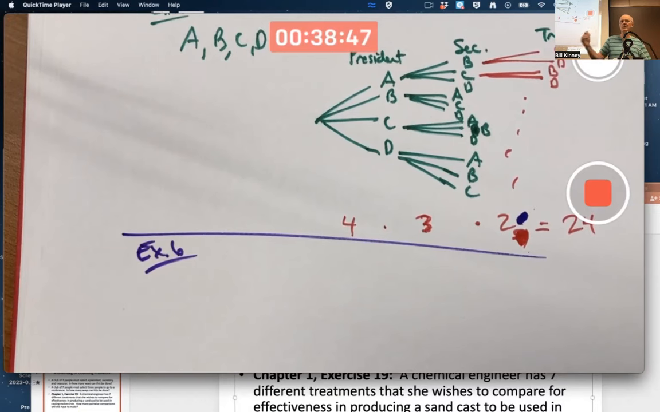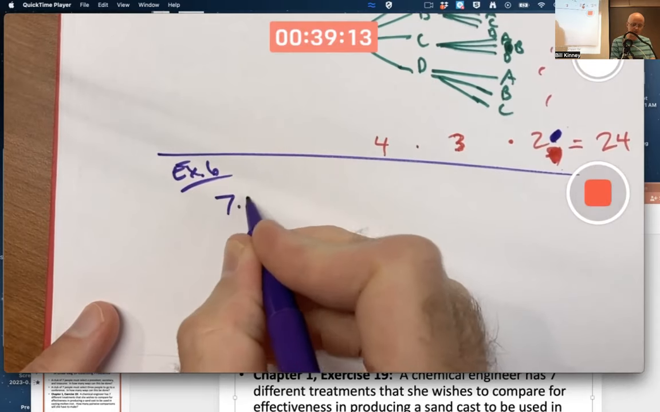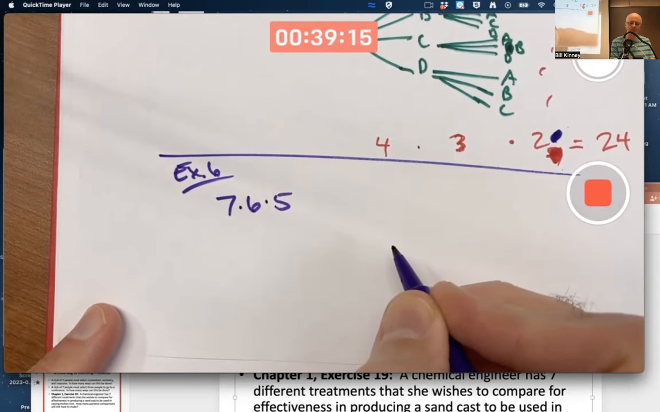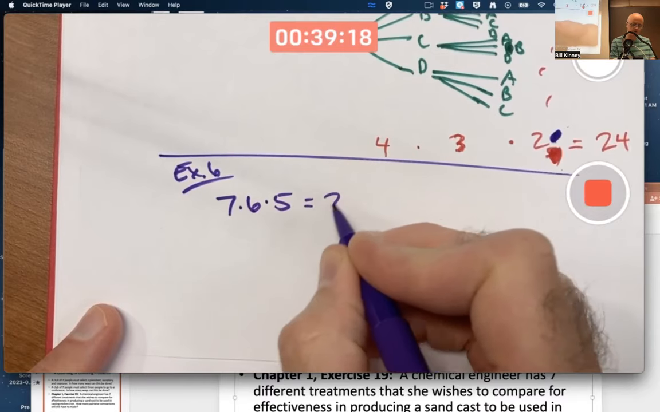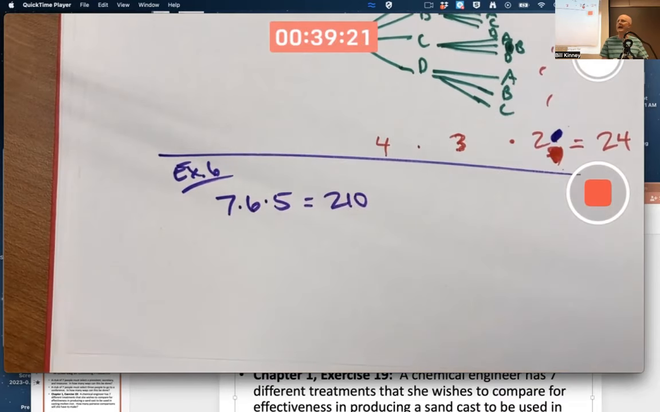You'd have 7 people that you can choose from for president. For each of those 7 branches, you'd add on 6 more for the choice of secretary. And for each of those two-branch paths, you'd add on 5 more branches for the choice of treasurer. Altogether, there's 7 times 6 times 5. And what is that? 210 ways to choose a president, a secretary, and a treasurer.